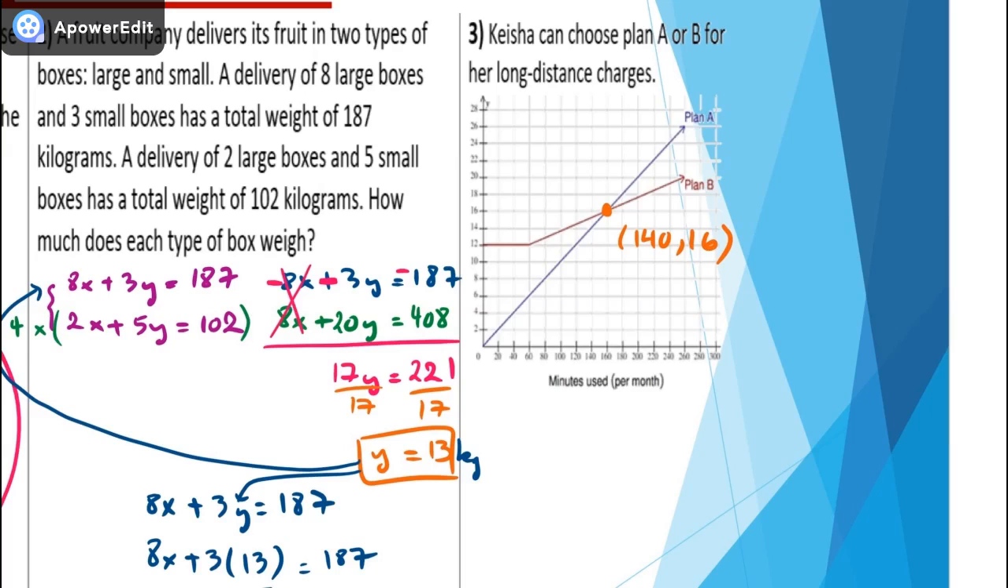So we're going to interpret what 140 and 16 mean. If she used exactly 140 minutes, it will cost her $16 for either plan. They both have the same price. At this intersection, the cost is the same. If she uses 140 minutes, both plan A and plan B will charge her the same amount, which is $16.